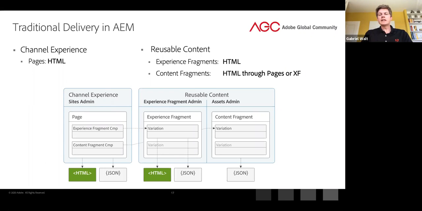If you want to get the HTML output of a content fragment, you must place it on a page. So a content fragment cannot have an HTML output if it isn't placed on a page. You need to have that content fragment component on a page, and then the content fragment component will render some HTML for that content fragment that you embedded on the page.